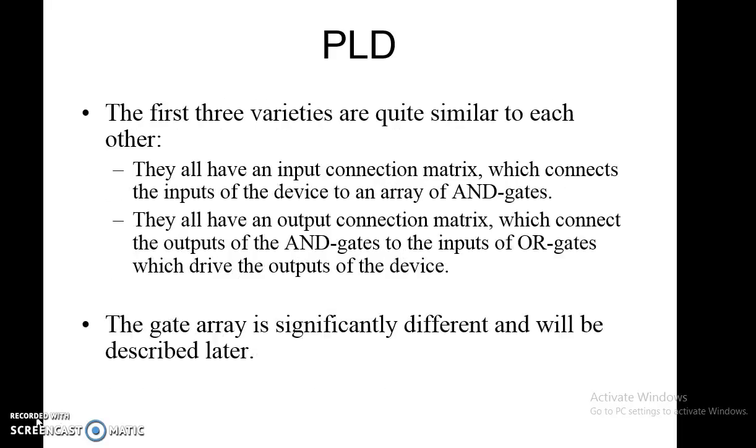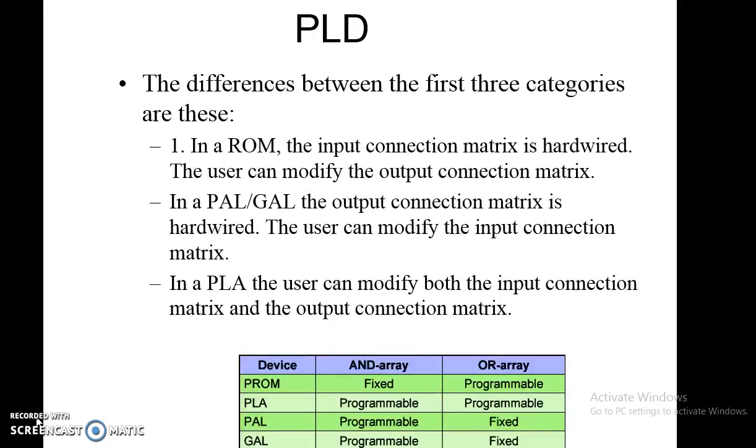The first three varieties are quite similar to each other. They all have an input connection matrix which connects the inputs of a device to an array of AND gates. They all have an output connection matrix which connects the output of the AND gates to the input of OR gates, which drive the output of these devices. The gate array is significantly different and it will be described later.